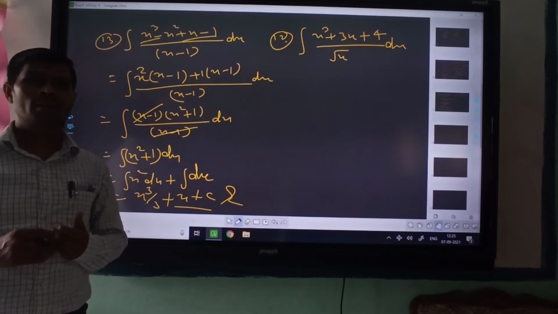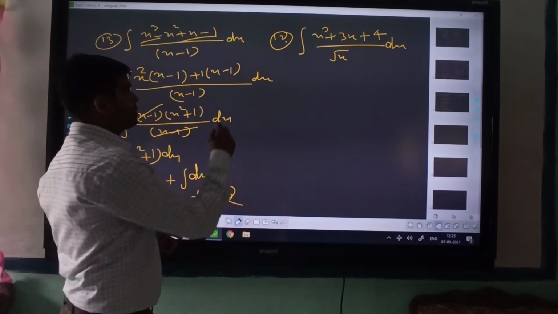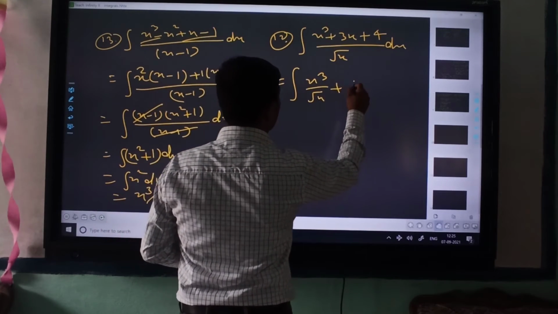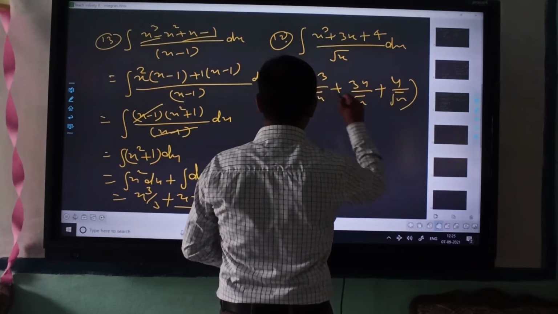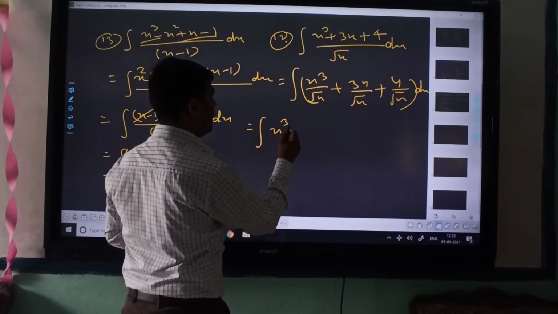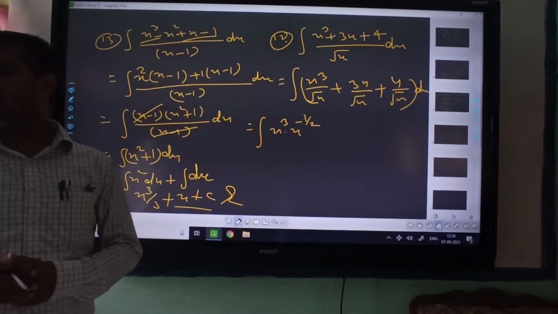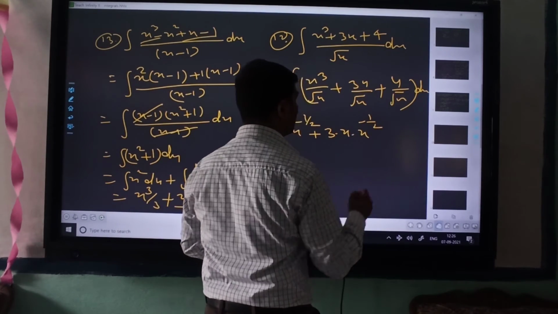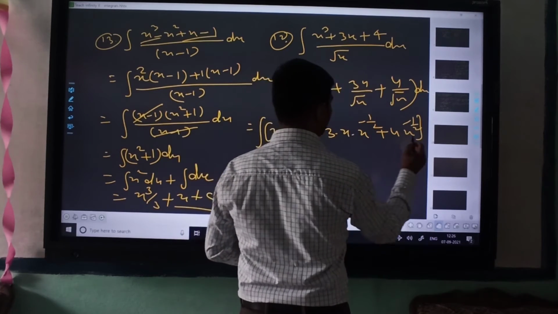Yeah, very good. This is one method, the correct method. He is absolutely right. He is saying we can separate the terms: x cube divided by under root of x, plus 3x divided by under root of x, plus 4 divided by under root of x, dx. Actually, this is a very simple exercise. Here x cube, and the term going to the numerator becomes x raised to the power minus 1 by 2. Similarly, 3x into x raised to the power minus 1 by 2, plus 4 into x raised to the power minus 1 by 2, dx.